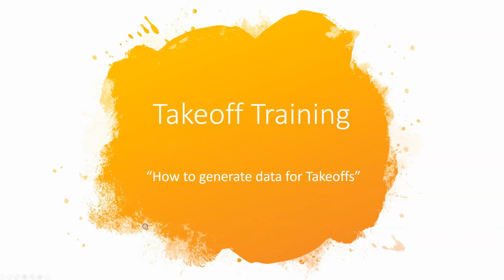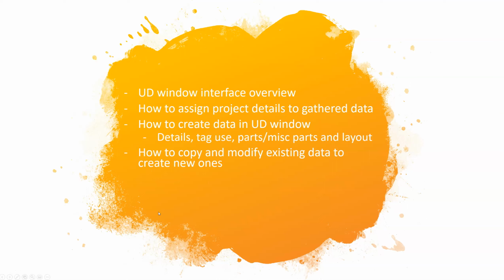So in this series of training, we're going to learn about the UD window interface. We're also going to learn how to assign project details to the data that's gathered from the server. Then we're going to learn how to create data in the UD window practically from scratch. We'll learn things from tag details, tag use, parts / miscellaneous parts like gaskets, and how to do layout on the parts for the BIM model.